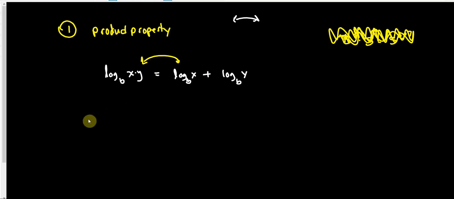So let's do an example going in either direction. We'll do an example pulling apart and an example putting things together. So let's say I have log base 5 of 3x. This property tells me that I'm allowed to pull this apart into log base 5 of 3 plus log base 5 of x.